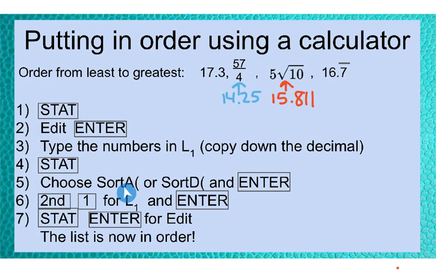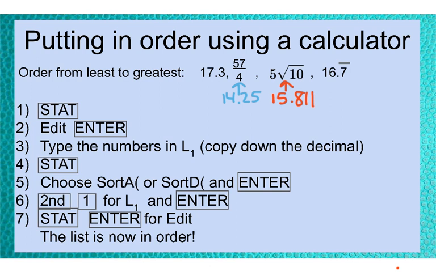Sort A means put it in ascending order. Sort D means put it in descending order. So we're going to go ahead and choose which one we want it to use. If I'm going from least to greatest, I want to go up. So I'm going to sort in ascending order. I can either use my arrow to go down to where it says sort A, or I can do the number that's right next to it, which is a 2.